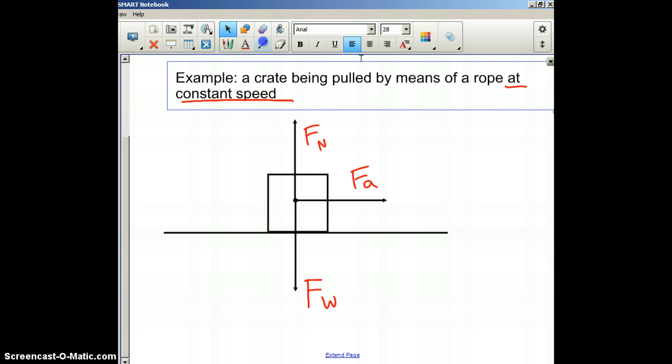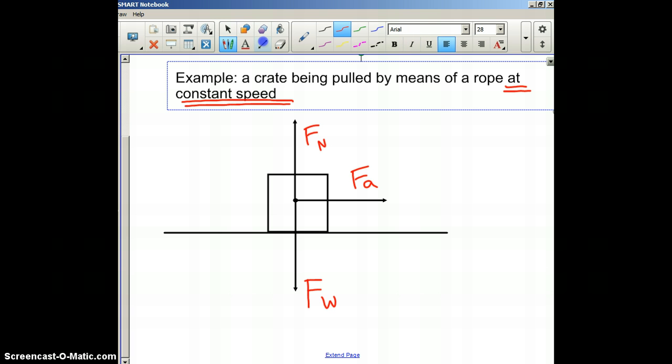Now, the important part I mentioned earlier, that it's traveling at a constant speed. This gives us additional information. It tells us that the frictional force must be balancing the applied force. We know that friction is a force that opposes the motion of an object. That means it will always point in the opposite direction that the object is moving. But since it's moving at a constant speed, we know it's not accelerating. So by Newton's second law, all the forces acting must be balanced.